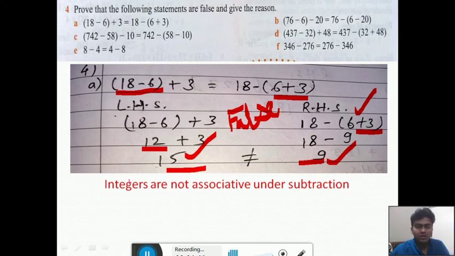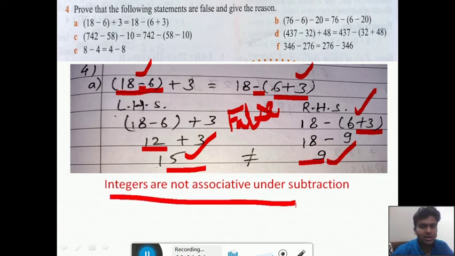And we also know what has been done here: the grouping of the numbers. Here is the group of 18 and 6, and here is the group of 6 and 3. So it is grouping of the numbers under subtraction, here is the minus sign, and here also minus signs. So grouping of the numbers under subtraction is not true. It will result in different values from LHS and RHS. So integers are not associative under subtraction.